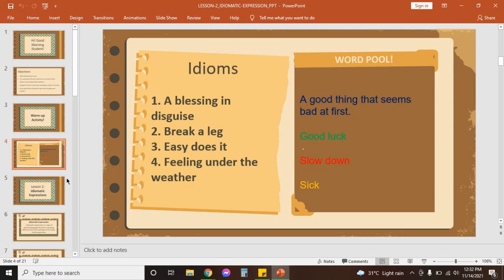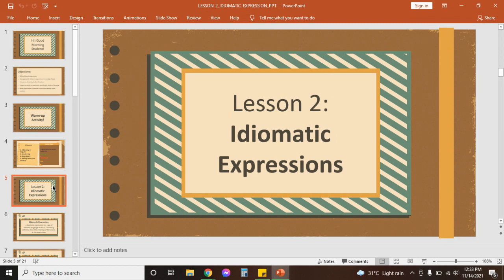Before we proceed, since you got all of the answers correct, let's proceed to our main lesson. But before we dive into our lesson, let me ask you something. You don't have any background knowledge regarding idiomatic expression, so I bet you don't have any knowledge regarding this one, right? I will be discussing this one because maybe this is your first time encountering this type of topic.